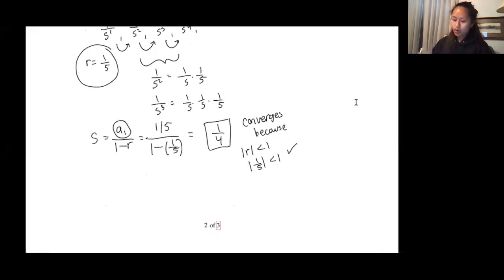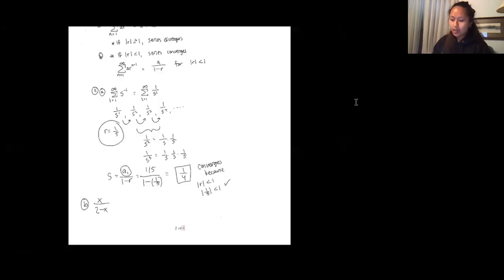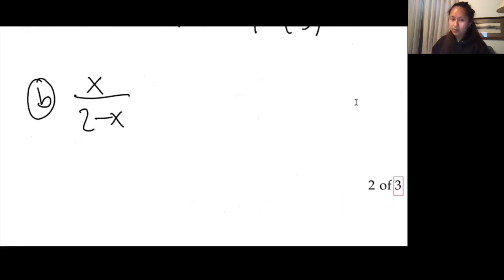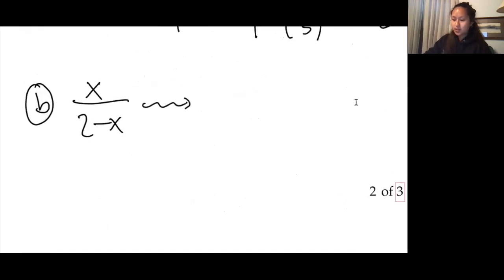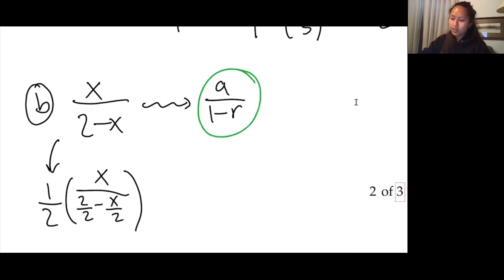Okay, and then for the last part, they want us to rewrite this equation as a geometric series. And so this needs to become something like a over 1 minus r. So the first thing we're going to do is pull out some terms. We're going to pull out 1/2. And then when we do that, we need to divide all the terms by 2. So 2 over 2 minus x over 2. And we look at this and we say, okay, we're getting closer to the desired equation. So now we're going to pull out an x, 1/2 x, and that'll get us even closer.